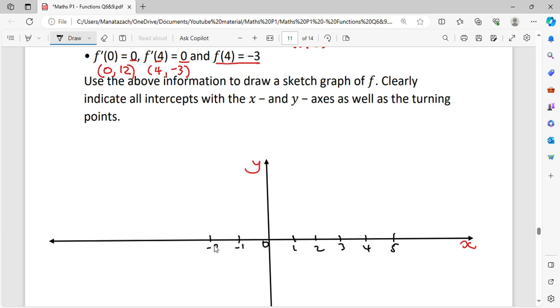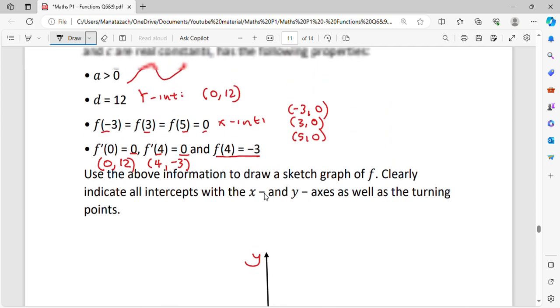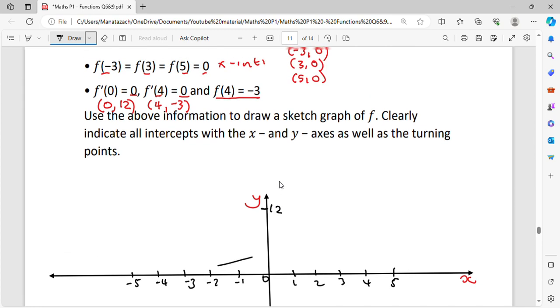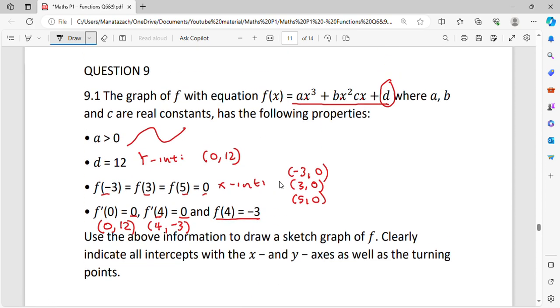Likewise, here we need to make sure that the y-intercept of 12 fits. Let's just say 12 is there. Okay, I think that's it for now.